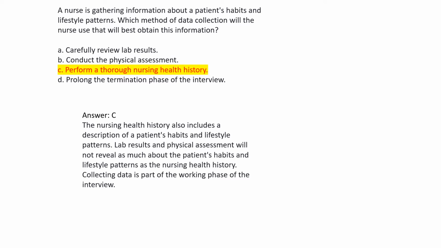Answer. C. Perform a thorough nursing health history. The nursing health history also includes a description of a patient's habits and lifestyle patterns. Lab results and physical assessment will not reveal as much about the patient's habits and lifestyle patterns as the nursing health history. Collecting data is part of the working phase of the interview.